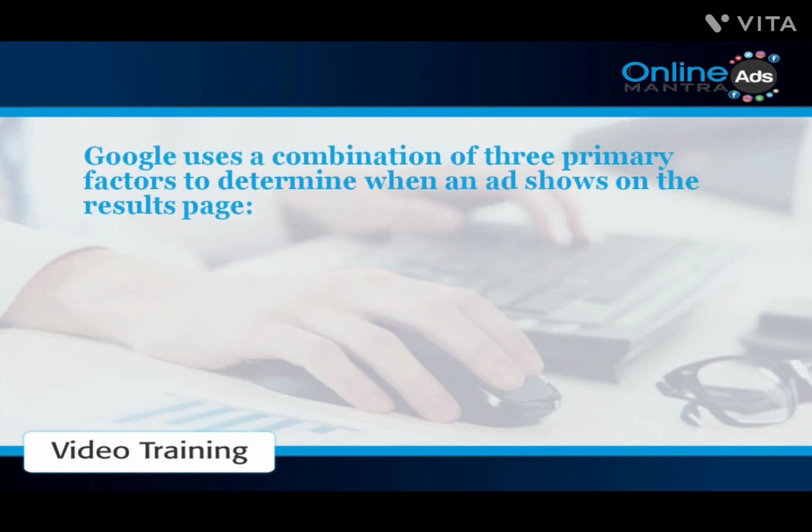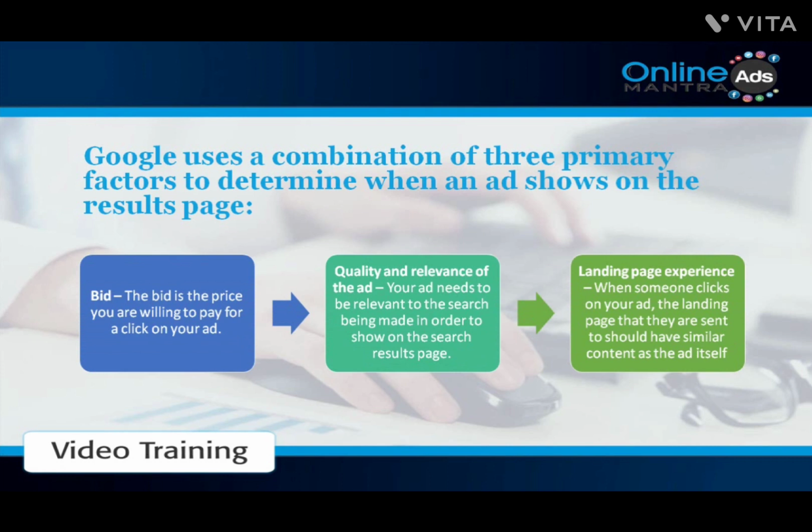Google uses a combination of 3 primary factors to determine when an ad shows on the results page. Bid. The bid is the price you are willing to pay for a click on your ad. Quality and relevance of the ad. Your ad needs to be relevant to the search being made in order to show on the search results page. Landing page experience. When someone clicks on your ad, the landing page that they are sent to should have similar content as the ad itself.